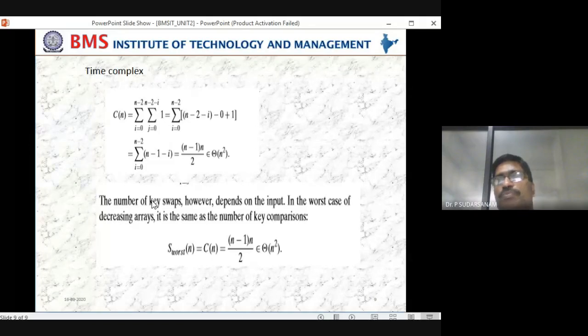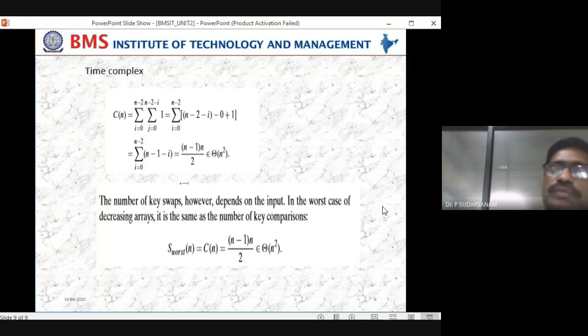I told you to copy it also. I don't know how many people have copied it. You can check your notes, and there it is available, theta of n square directly. So still if you want, you can simplify this also. n minus 1 is one term and i is one term. Upper bound minus lower bound. Simplifying this, you will be getting n into n minus 1 divided by 2. So this is what the selection sort time complexity is.